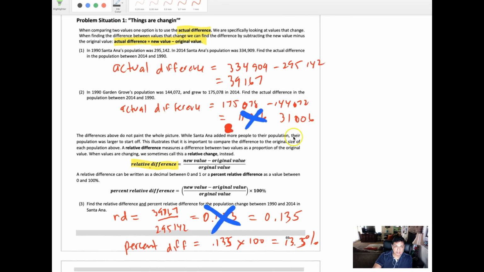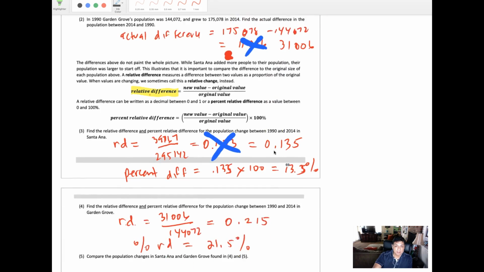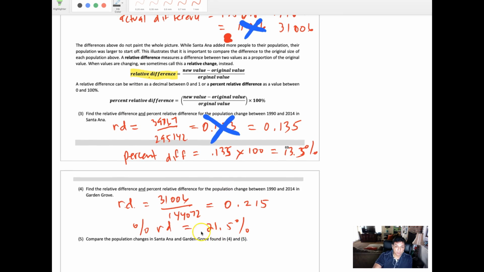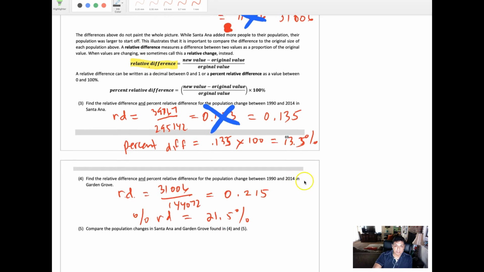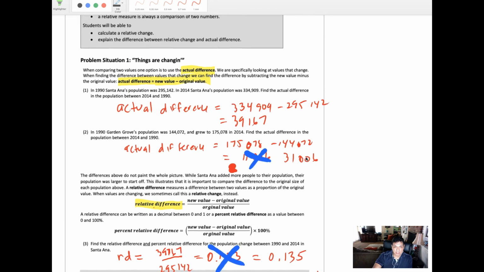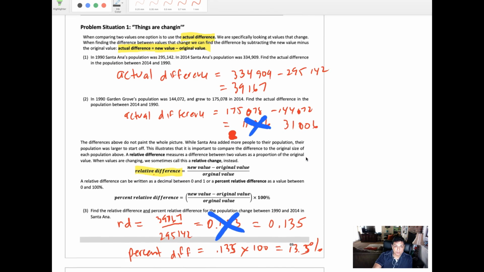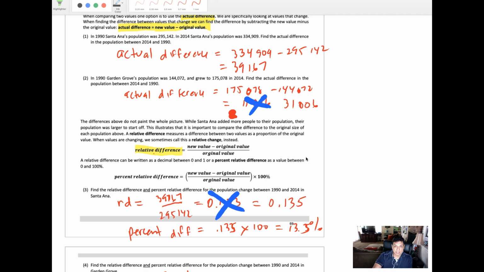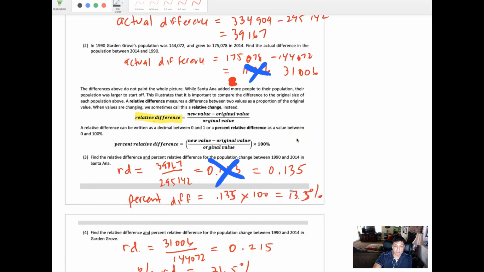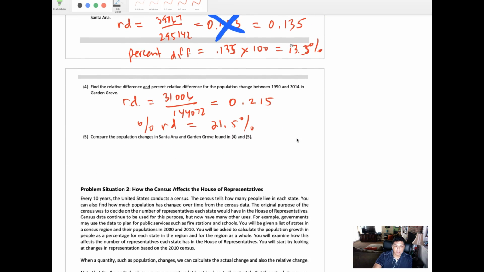And so in these cases, Santa Ana increased by more, 39,000 to 31,000. But in terms of relative to the original starting value, Garden Grove is increasing more because it's 21% increase, which is a 13.5% increase. And so that's the introduction of the difference between those two values. One was a percent, kind of our relative difference, whether it's increasing or decrease, and then the actual difference where you just subtract the two values. And so we'll take a look at that in the rest of this lesson.